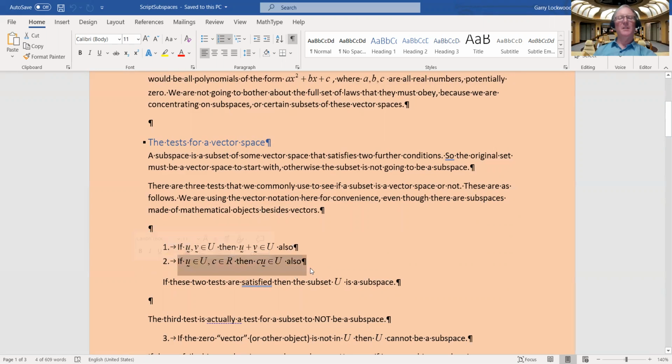The second test is what we call closure under scalar multiplication. And that is if some object U is in capital U and C is a real number, then C times U is also in the set capital U. And that's called closure under scalar multiplication. And if those two tests are satisfied, then the subset U is a subspace. Easy.